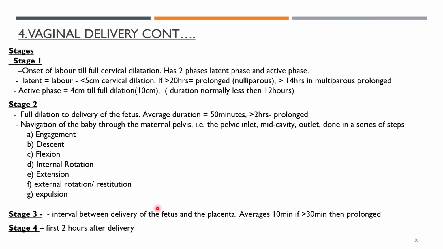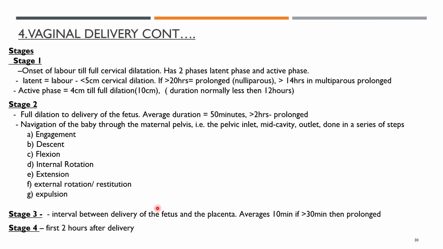So the pelvis, if we look at landmarks and divide it into planes, has 3 parts. You have your inlet, you have your mid cavity, and then you have your outlet. And it is done in a series of steps, which involves engagement, descent, flexion, internal rotation, extension, external rotation or restitution, and then expulsion. And now we'll talk about these in more detail.